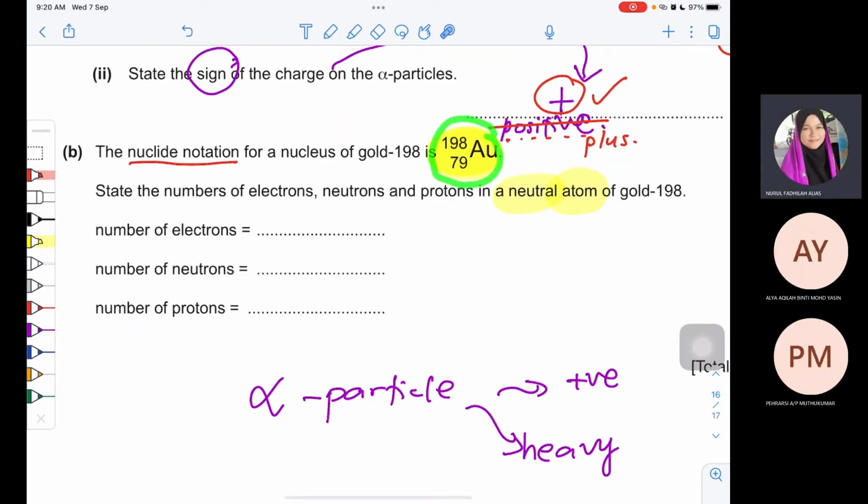This one is the nuclide notation. So 198 ni nucleon number. Okay, so this is a neutral atom. Jadi if it is a neutral atom, how many numbers of electrons? So 79 juga. Sebab it's neutral. Okay, and then what's the neutrons?